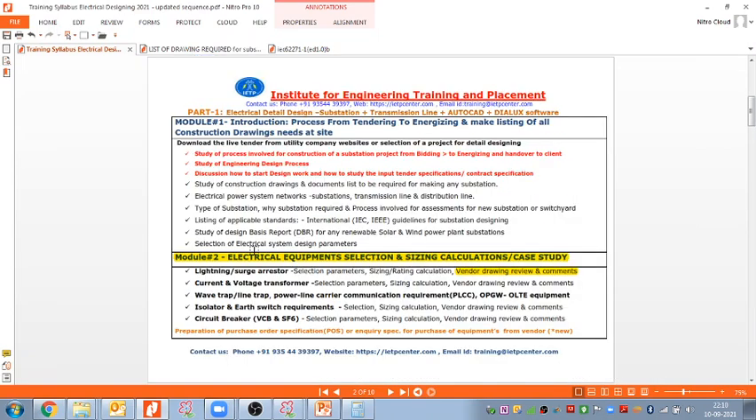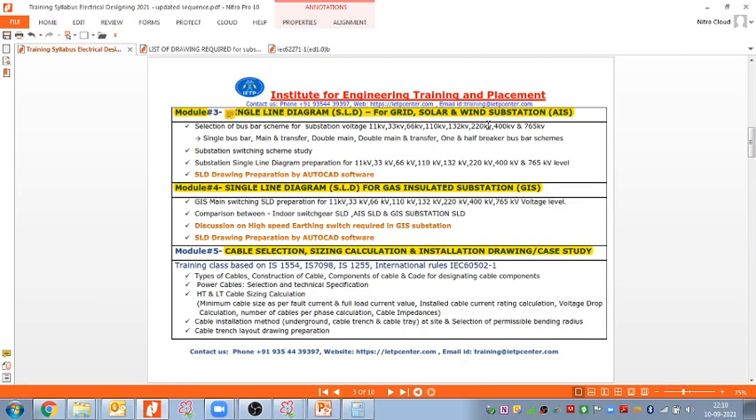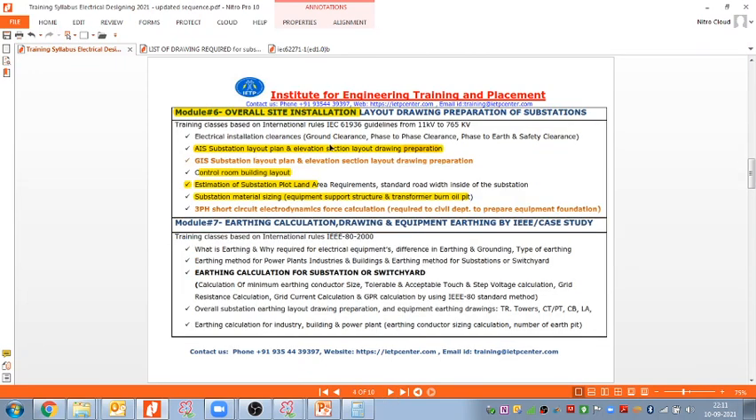Module number 2 is equipment selection, sizing calculations, and a case study with the help of the ETAP simulation software. Module number 3 covers the SLD for grid, solar and wind substations, AIS, and the SLD for the GIS type substation, then cable selection and sizing calculations. Module 6 is the layout drawing, and 7 is the earthing calculations.